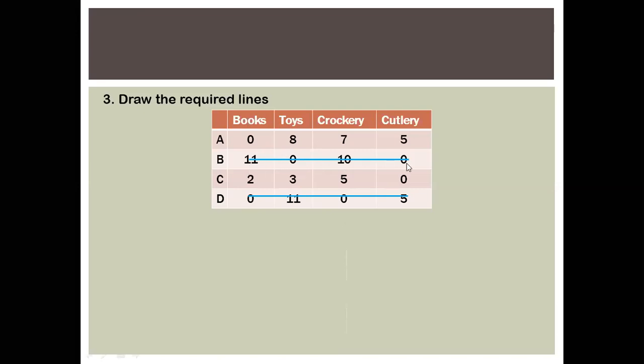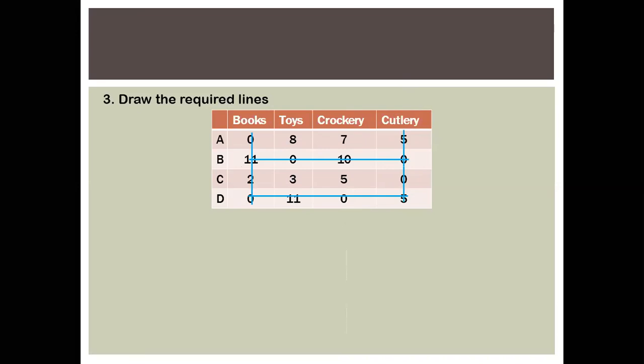Those zeros which are cancelled will not be counted again. So when I'm seeing the columns class, in column books, I've got one zero. There is no zero in toys. There is no zero in the column of crockery. But there is a single zero again in the column of cutlery. As you can see class, there is a tie again in the columns books and cutlery. So the next lines which I'll be drawing will be in these two columns.